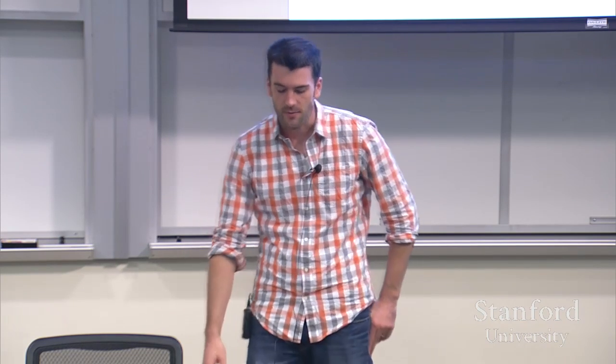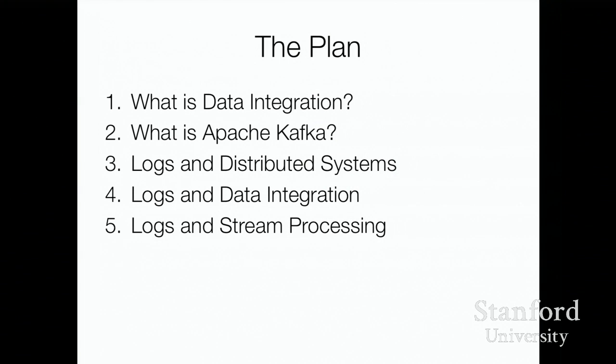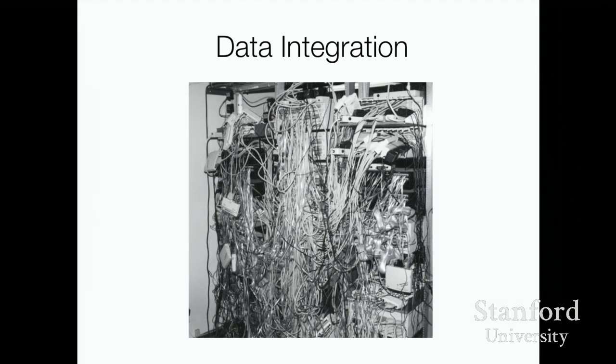So I'm going to talk about a couple different things. I'm going to talk about the problem of data integration, which is not something people talk about that much. I'll talk about Apache Kafka, which is a system we built, which is related. And then I'll motivate why we built this system and the problems it's useful for. So let me start with data integration. This is my favorite problem.